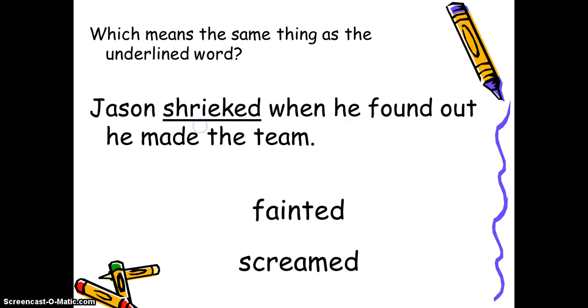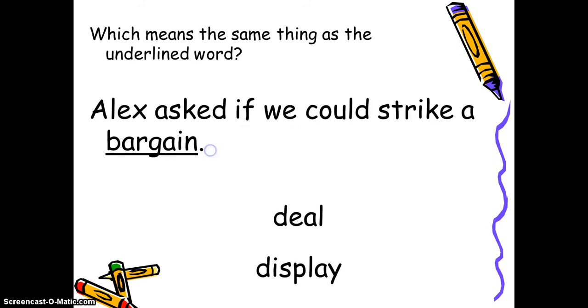Absolutely. Jason shrieked when he found out he made the team. Fainted or screamed? Blow it in your hand. Hold it above your head. Shake it around. And give me the answer in 3, 2, 1. If you said screamed, you're right, because we know that shrieked is a loud, shrill, almost obnoxious sound.